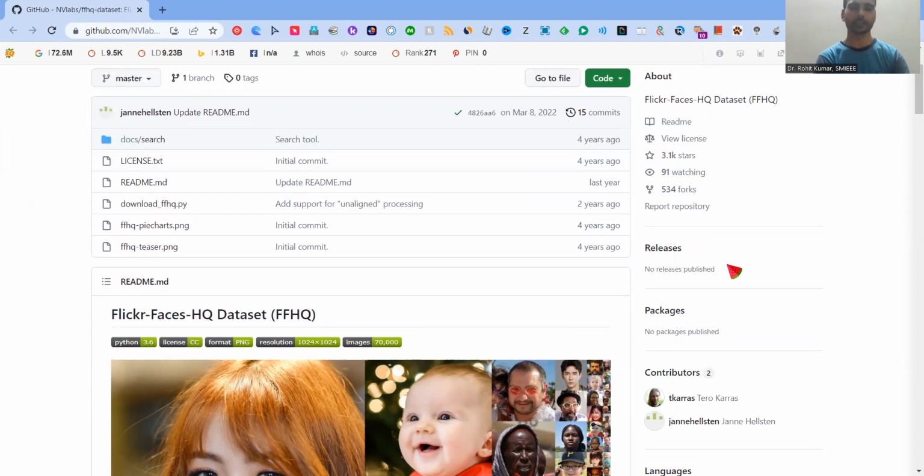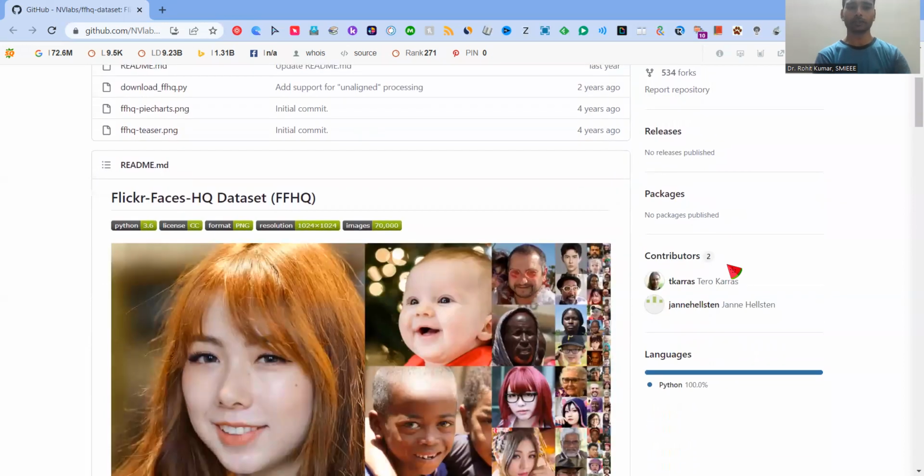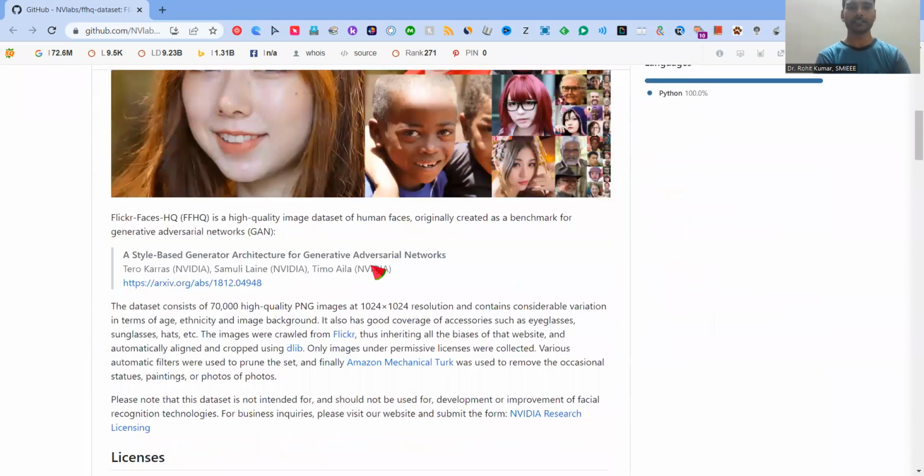So let's just start. Hey there, my name is Rohit Kumar, and today we are going to look at FFHQ. In particular, it stands for Flickr Faces High Quality Dataset, and it is nothing but a high quality image dataset of human faces. It was originally created as a benchmark for generative adversarial networks, in short GAN. If you are not familiar with this term GAN, you need to be, as it's a very popular term and a quite interesting technology in the AI domain.